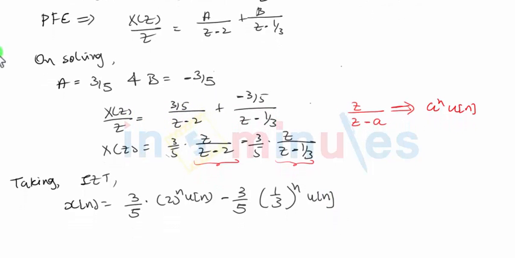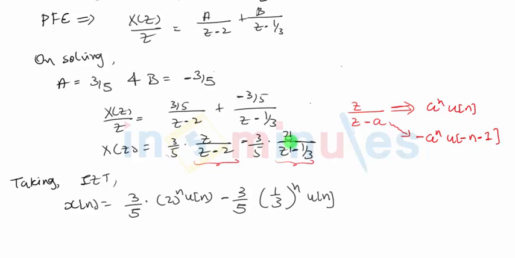But let us quickly discuss one very important point that should not go missing. If you remember, Z upon Z minus a was not just the Z transform of a raised to n u of n. It was also the Z transform of minus a raised to n u of minus n minus 1. Then the question is why we are not considering this inverse Z transform. We should ideally consider this form also.